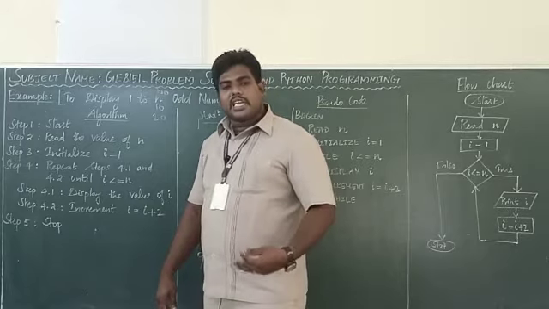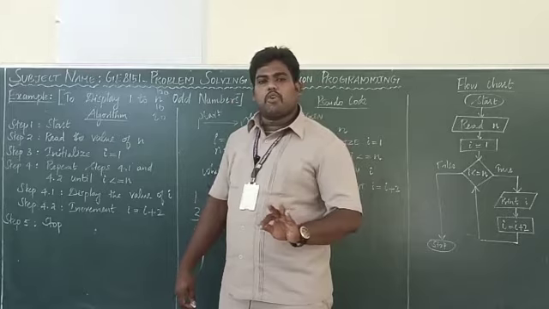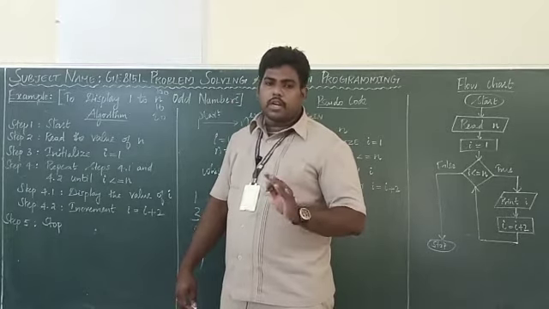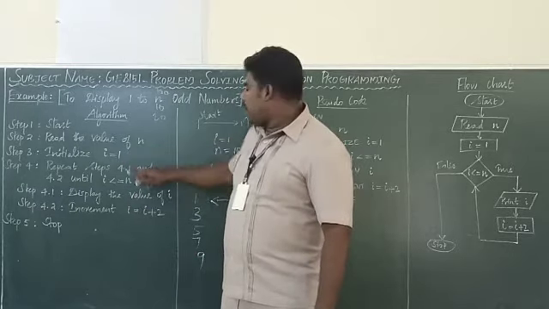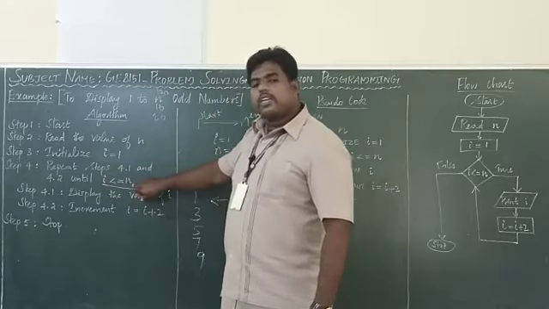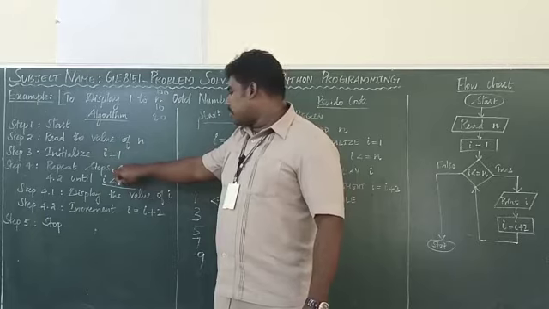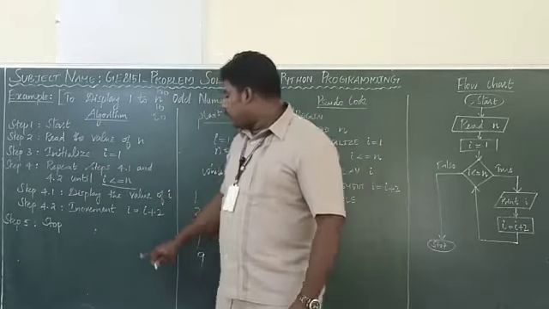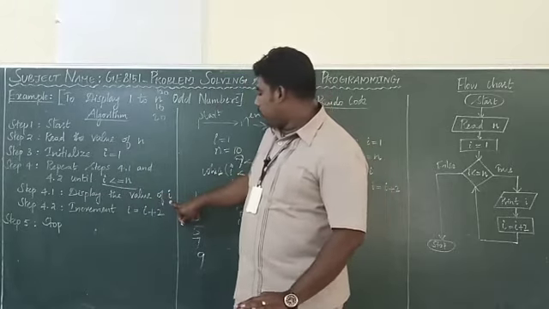So I am reading the n value. Then I want to initialize the conditional variable. What are the 3 steps of looping? Initialization, then check the condition, then increment or decrement. So I am initializing the starting position. Here I am using the looping concept. See here, the condition is I less than equal to n. If the condition is true, what are the steps I want to repeat? 4.1 and 4.2. What is 4.1? Display the value of I. I am just printing the I value.